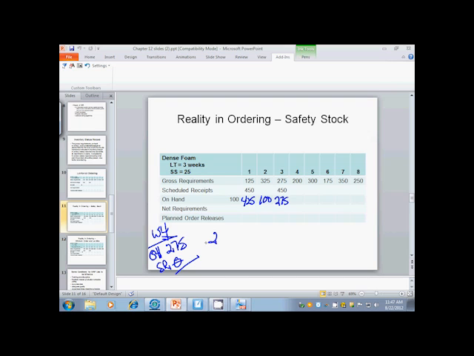Which means we have 275 units available to use. In week 4, we want to subtract out our gross requirements, what we plan on using, which is 200, which leaves us 75. Looking at this, 75 units, is that greater than our needed safety stock of 25? Yes. So week 4 is good to go with 75 units left on hand at the end of the week.